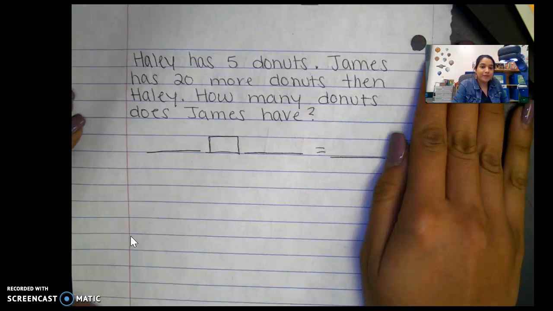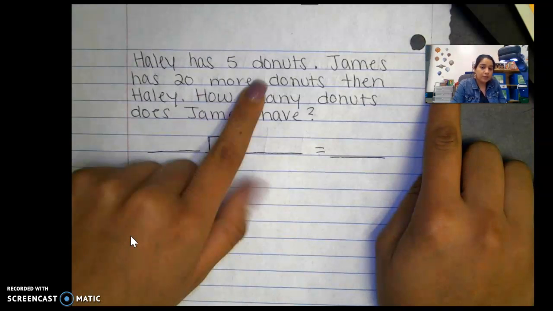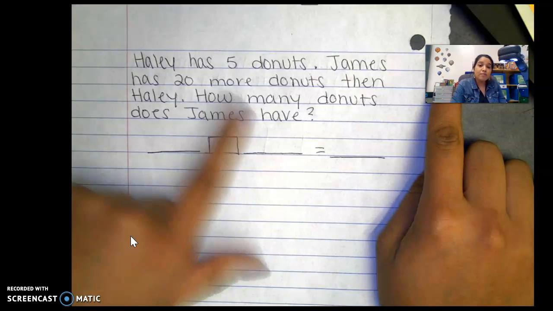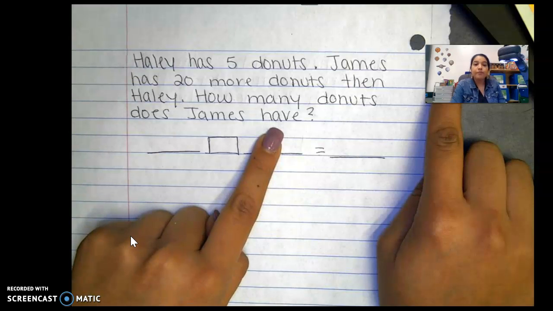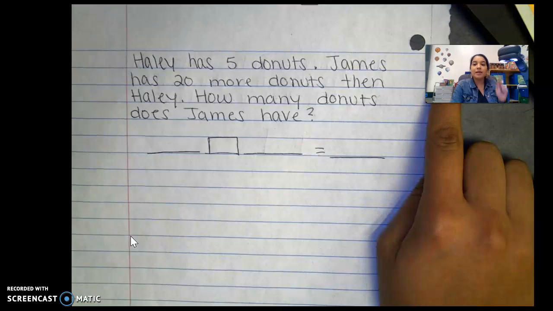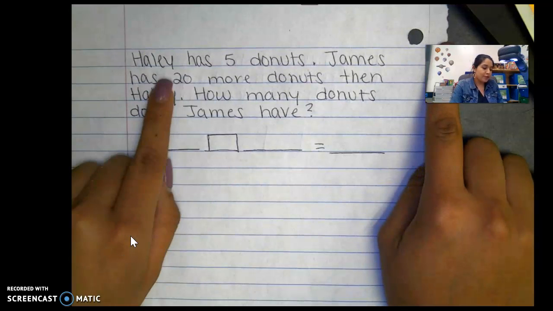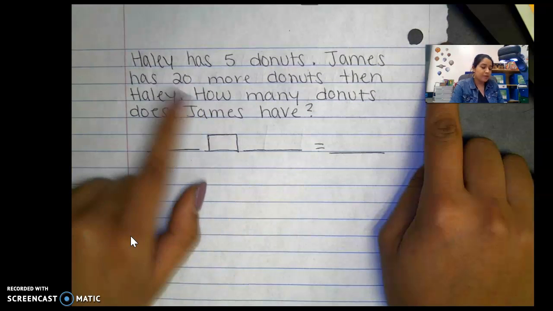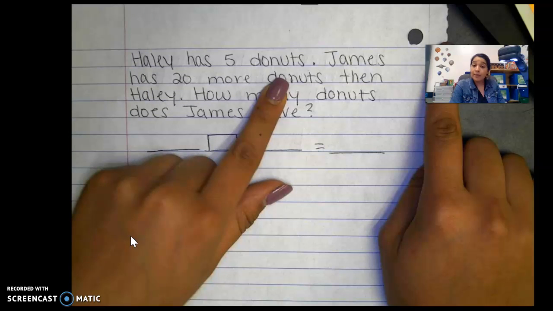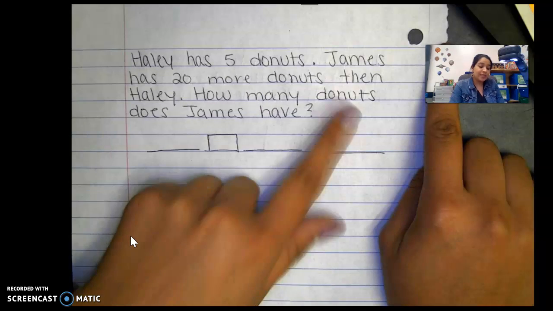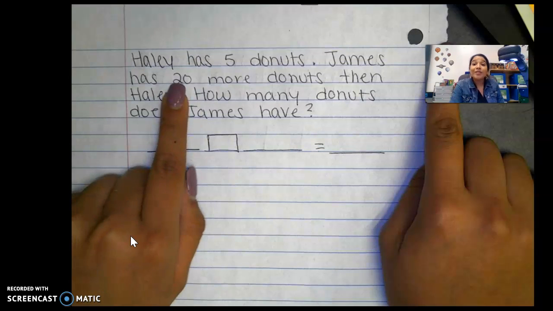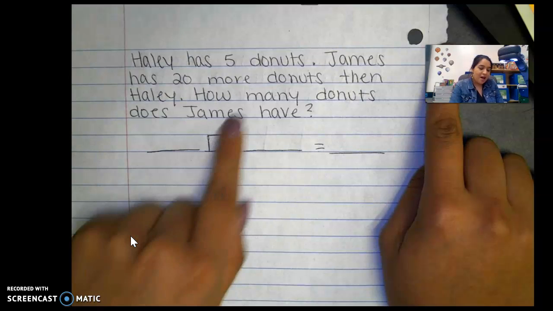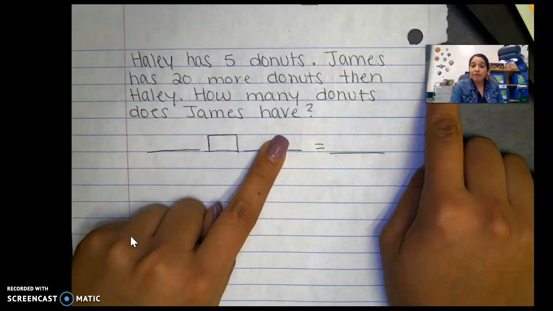Our first problem says, Haley has 5 donuts. James has 20 more donuts than Haley. How many donuts does James have? Okay, we read it one time. Let's read it another time just to make sure and to look at all the numbers. Haley has 5 donuts. How many donuts does Haley have? 5. James has 20 more donuts than Haley. How many more donuts does James have? 20. Awesome job. How many donuts does James have?